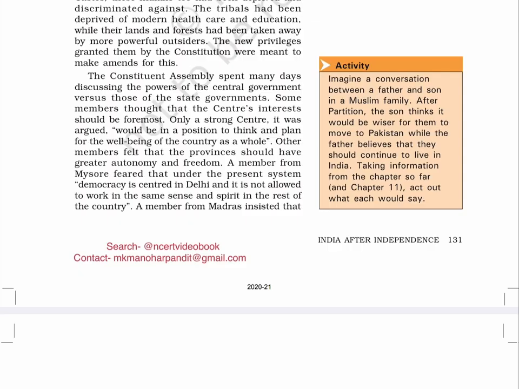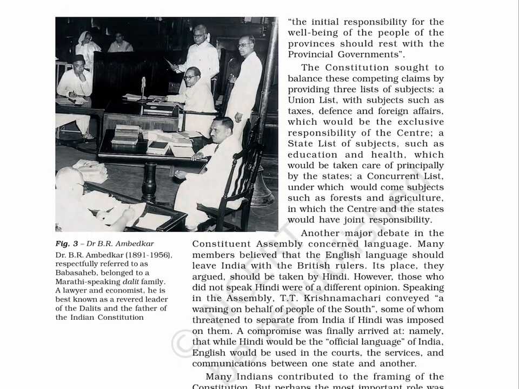Page 132. The Constitution sought to balance these competing claims by providing 3 lists of subjects: a union list with subjects such as taxes, defense, and foreign affairs, which would be the exclusive responsibility of the centre; a state list of subjects such as education and health, which would be taken care of principally by the states; a concurrent list under which would come subjects such as forests and agriculture, in which the centre and the states would have joint responsibility.